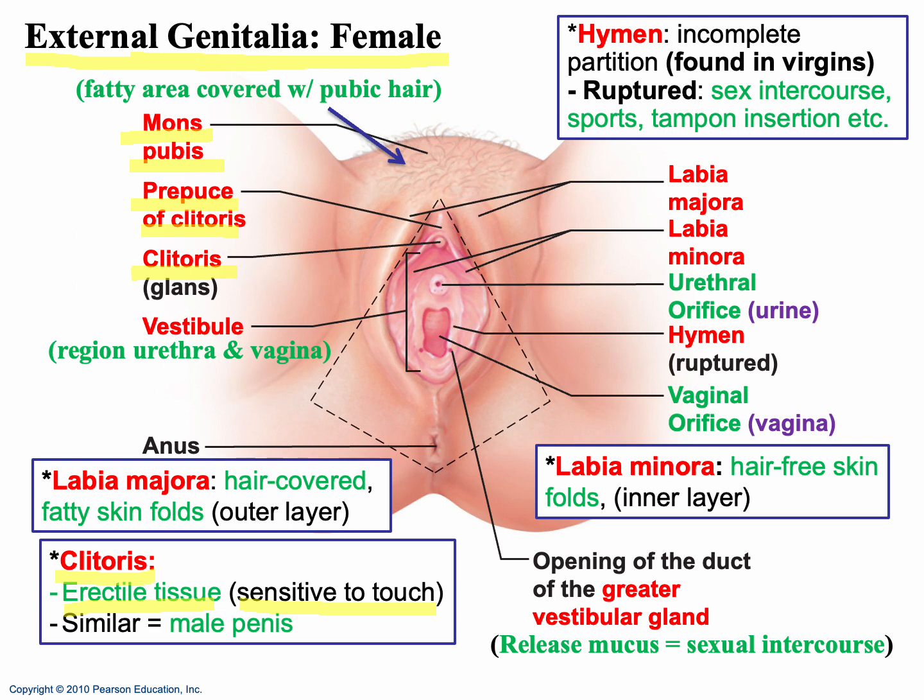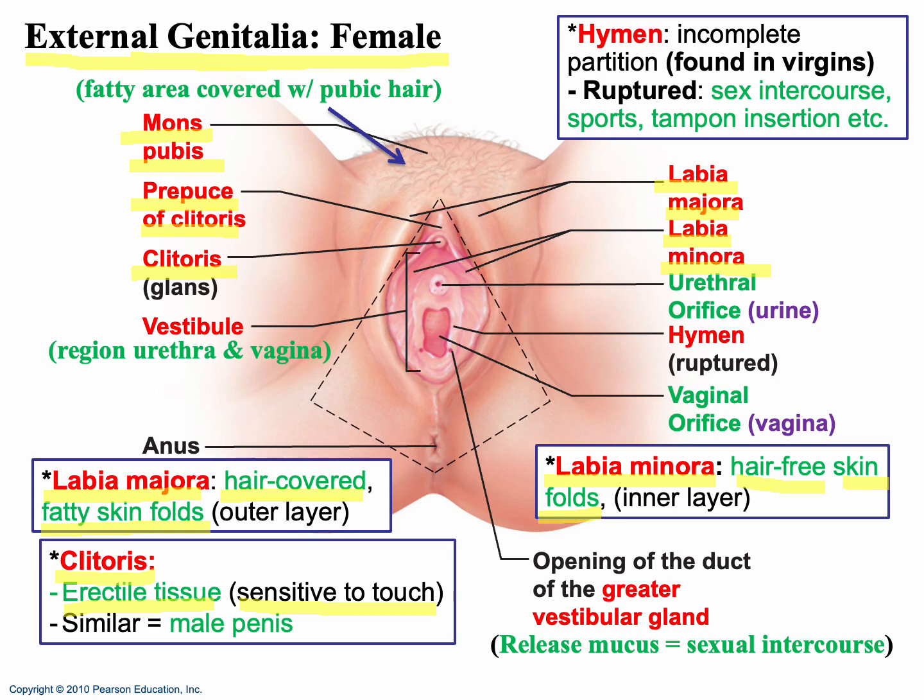Continuing on with structures, we have what's known as the labia majora and the labia minora. These are skin folds surrounding the vagina. So the labia majora typically is hair covered and contains fatty skin folds, while the labia minora is the innermost layer around the vagina and is hair-free. So here, we can see the labia majora, and down here, the labia minora.